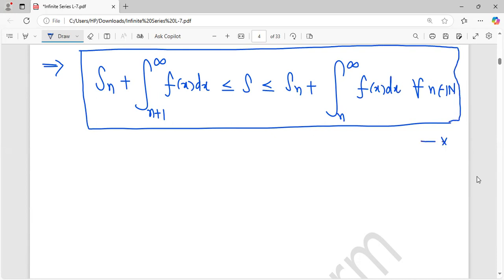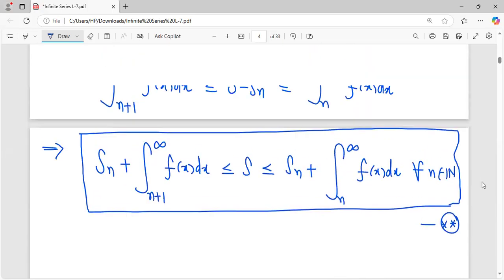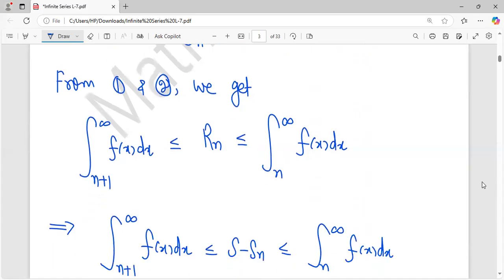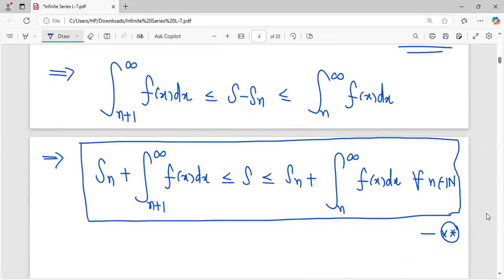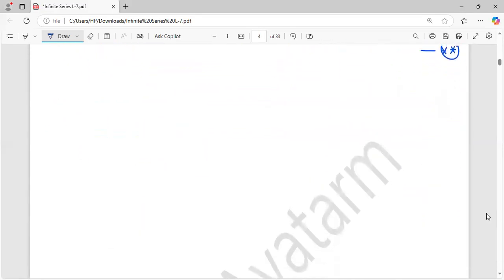Let's say it is double star. The earlier result, say star, was in R_n. We have to prove that much only. So this is for all n belonging to N. Let's say it is star. So this is proved, but we have evaluated more. So this is up to this.